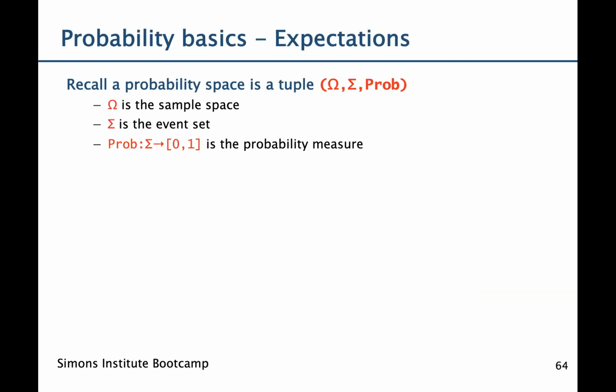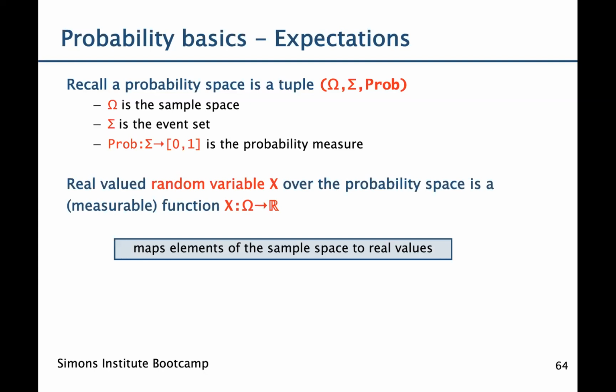So we need some more probability basics. So let's go back to there. So if you recall, a probability space is a tuple where we've got a sample space, and then we've got the event set, and then we've got a probability measure, which, given any event, gives the probability of that event.